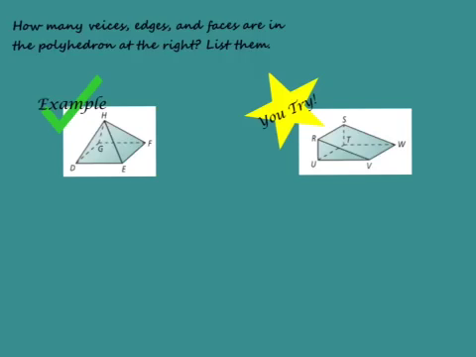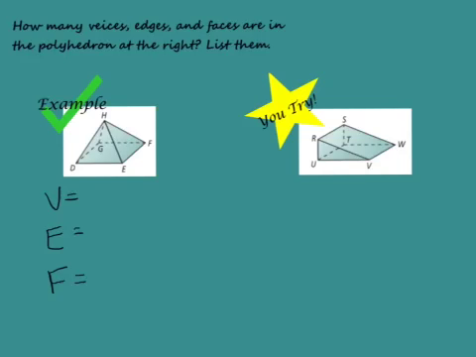So now we need to go through these examples and see how many vertices, sorry, there's a typo there, how many vertices, edges, and faces are in each of the polyhedrons. So in this first one, I'm going to call them V, E, and F for vertices, edges, and faces. Okay, so I'm going to start with vertices, I guess, because that's my first letter.